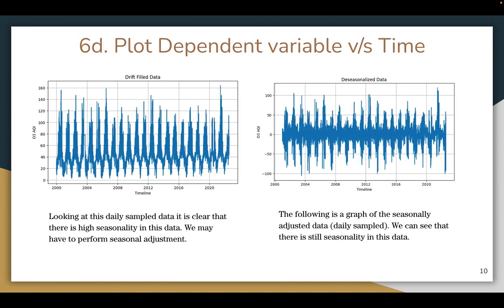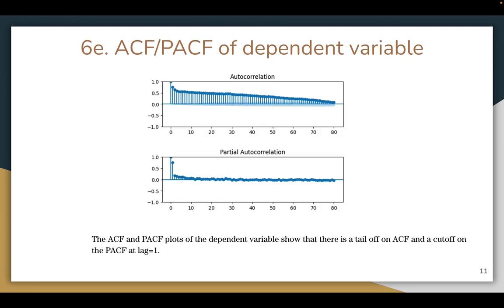This is a plot of the dependent variable versus time. On the left you can see the drift fill data, and looking at the plot I can say that there is high seasonality in the data, so we can perform some seasonal adjustment. On the right, you can see the de-seasonal data plot versus time, where again I can see that there is seasonality included in the data.